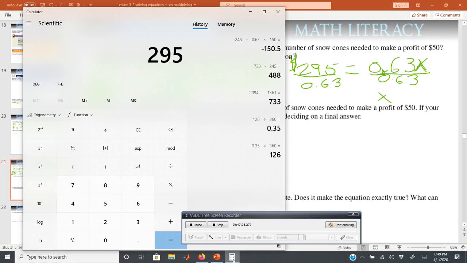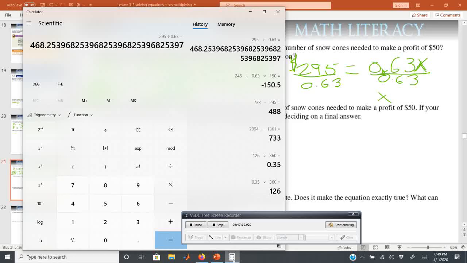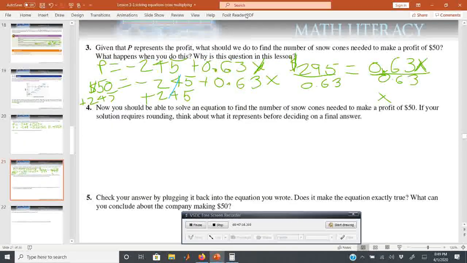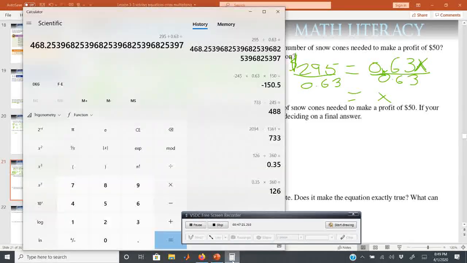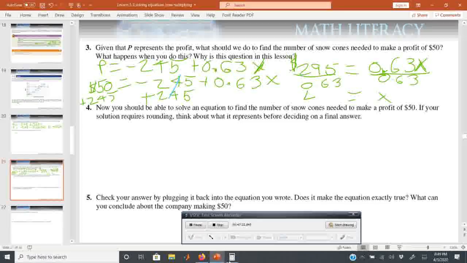And again, I'm going to go back to the calculator now. 295 divided by 0.63, 468 snow cones. And so I end up with x equals 468. 468 snow cones. Restart the video once you've looked at question 4.